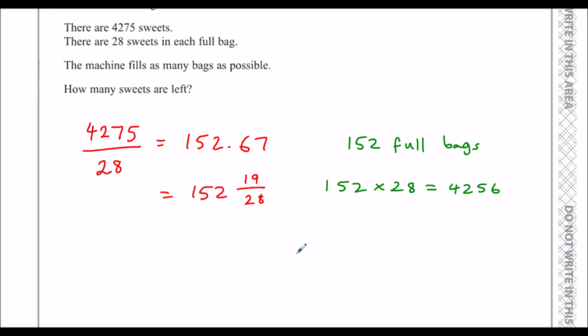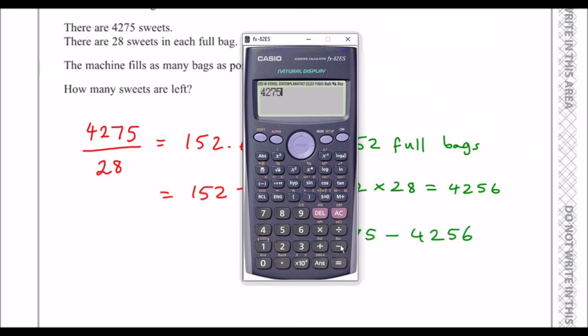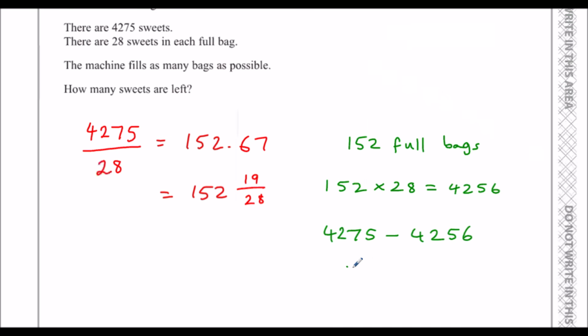That's how many sweets are in the bags, and then we need to take away. So we've got 4,275 sweets, 4,256 are in the bags, and that's my answer from my last answer. Your last answer on the calculator, you can press A and S, and that gives us 19. So 19 again is our answer.